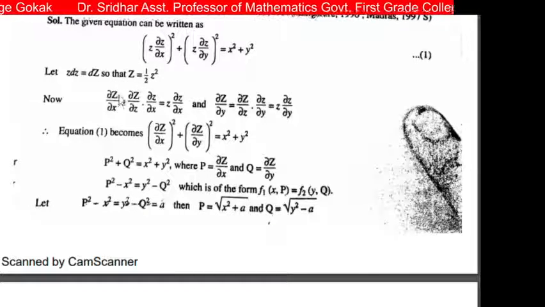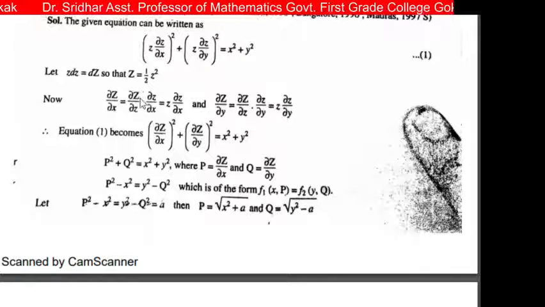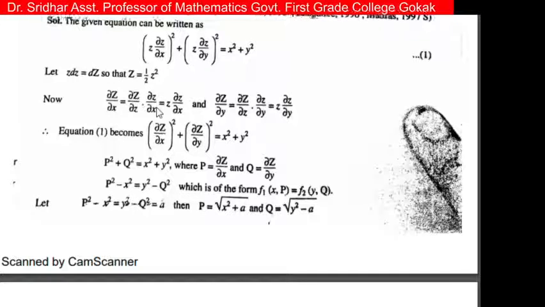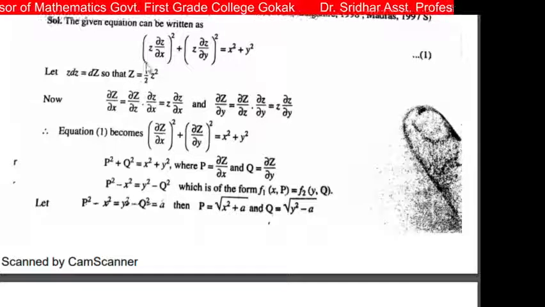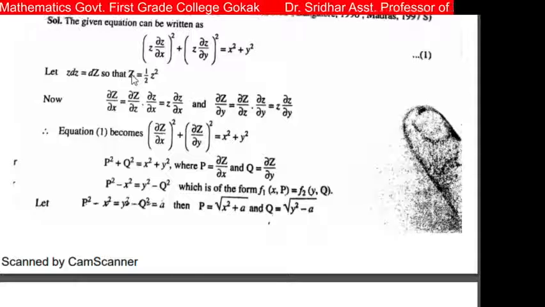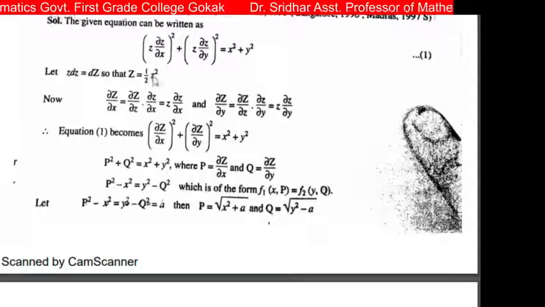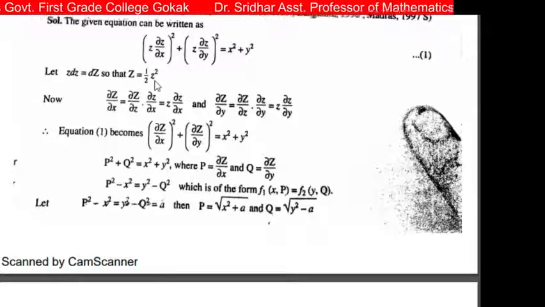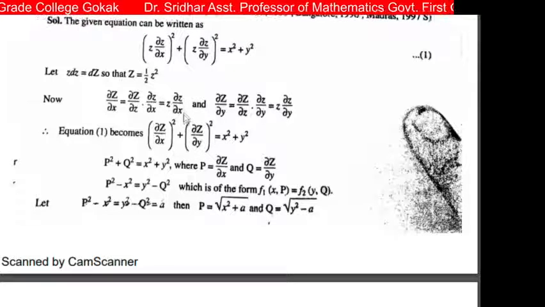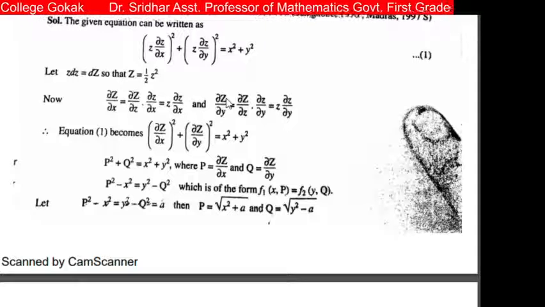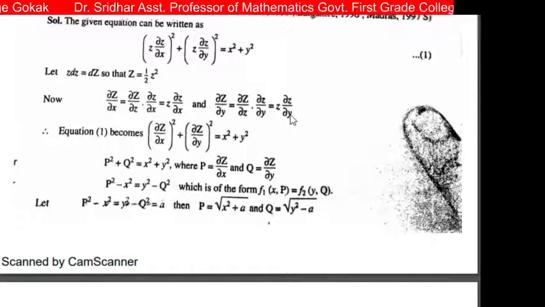After getting this, ∂Z/∂x can be written as ∂Z/∂z into ∂z/∂x. Here ∂Z/∂z is the differentiation of (1/2) z^2 with respect to small z, where the 1/2 is a constant and the differentiation of z^2 is 2z, the 2 gets cancelled, so it is z. So therefore this is z ∂z/∂x, and similarly we obtain ∂Z/∂y as z ∂z/∂y.